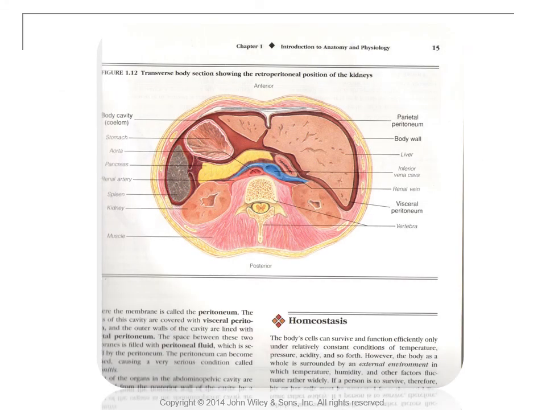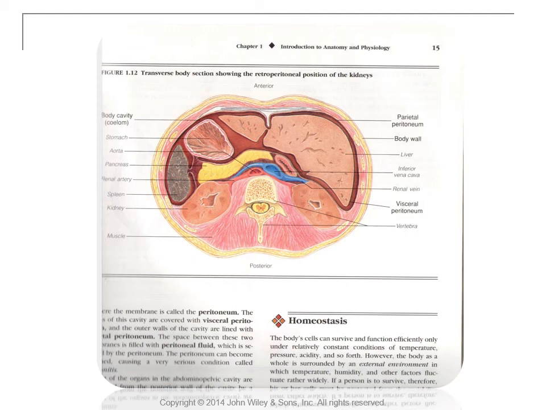Now, this slide is not in your text. This is actually from an old text that I've had that I managed to dig up. It's a nice little shot, although it's a little bit on the small side, to show which organs are going to be retroperitoneal, so therefore behind or posterior to the peritoneum. So if you look at the slide here, you have anterior at the top of the slide, and posterior on the bottom of the slide.